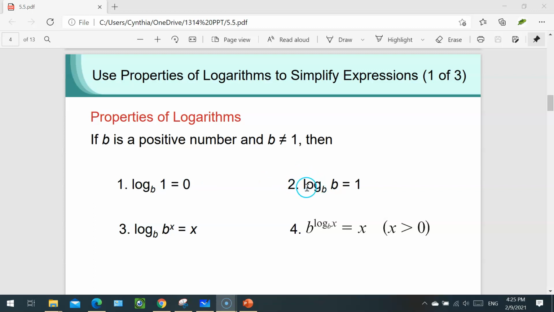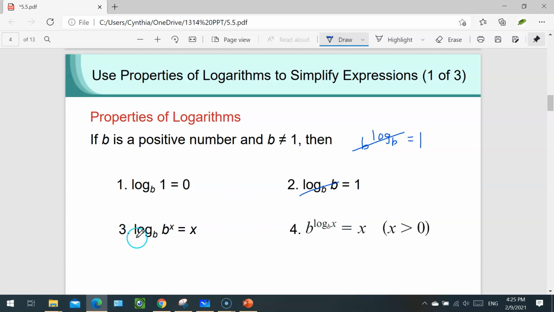The second property is log base b of b is equal to 1. We can reduce the b with the log base b, so it turns to 1. So when you have b to the power log base b, these two can be reduced. Or the other way around, when you have log base b of b, they can be reduced as well. So it turns to 1. The third property, log base b of b to the x: here they can be reduced and you get x.